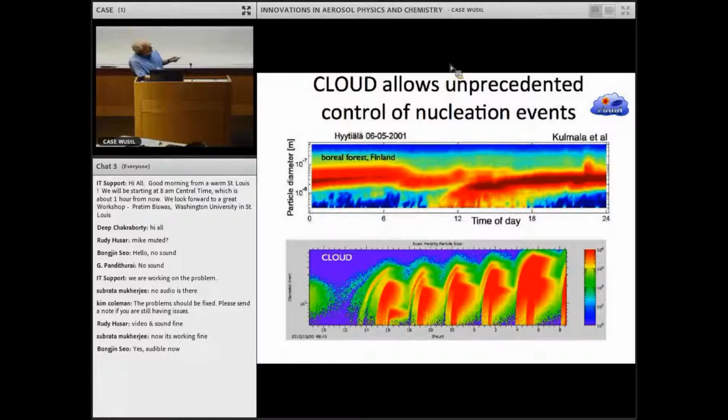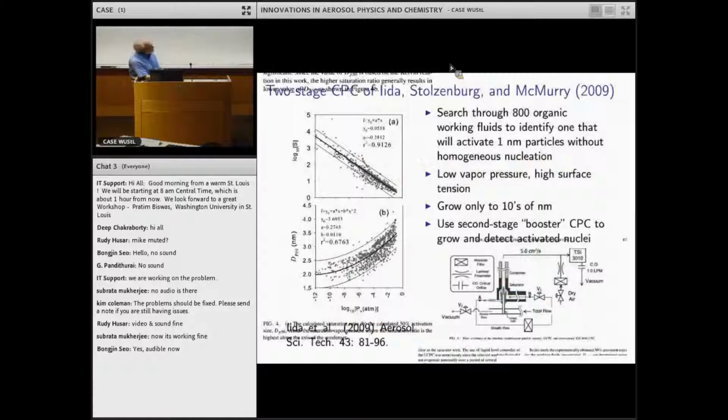There's a new experiment, CLOUD, that is one of the cleanest, or is the cleanest chamber yet built, that allows us to simulate these nucleation events with great precision and control. We can reproduce them repeatedly in the laboratory, and we can use this now to begin to understand the fundamentals. So we're now using these tools to look for the fundamental events. But to do that, we need better detectors.